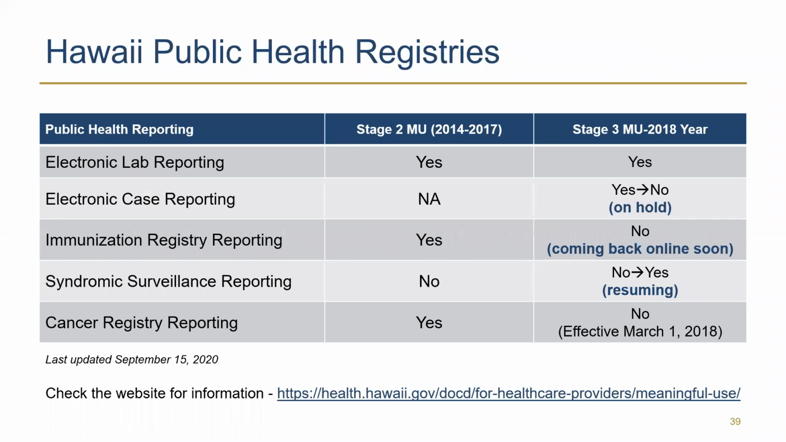registries. The Hawaii Department of Health has a nice table on their website of the status and availability of their public health registries. I'm going to review each of these and encourage you to think about how they might apply to your clinic for both 2020 and 2021.